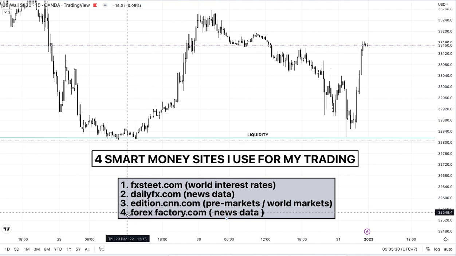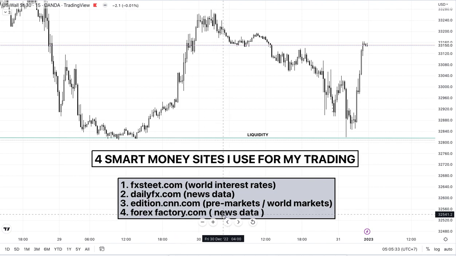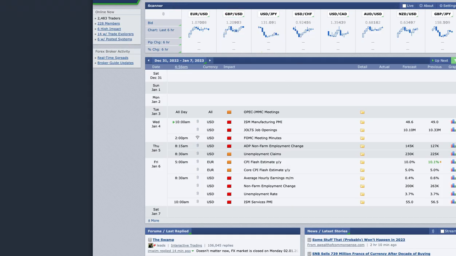So the fourth one is FOREXFactory.com, which is another news data site. If we go to FOREXFactory.com here, it's basically the same thing as DailyFX, but it's just a little bit of an older outline. And it does the same thing. I just use both of them because sometimes you'll see news appear on here that won't be on the other site that I showed you earlier, DailyFX. So you can just sign up and use both of these in correlation, even bookmark them. That's a good idea. And as you can see here, I have only the red and orange selected.